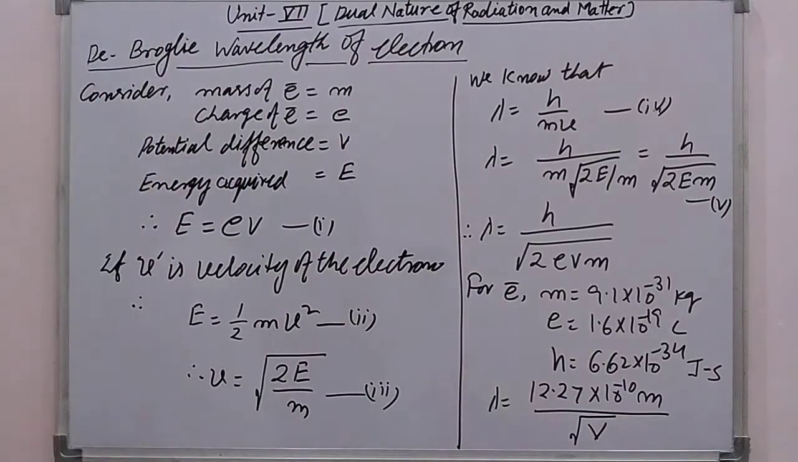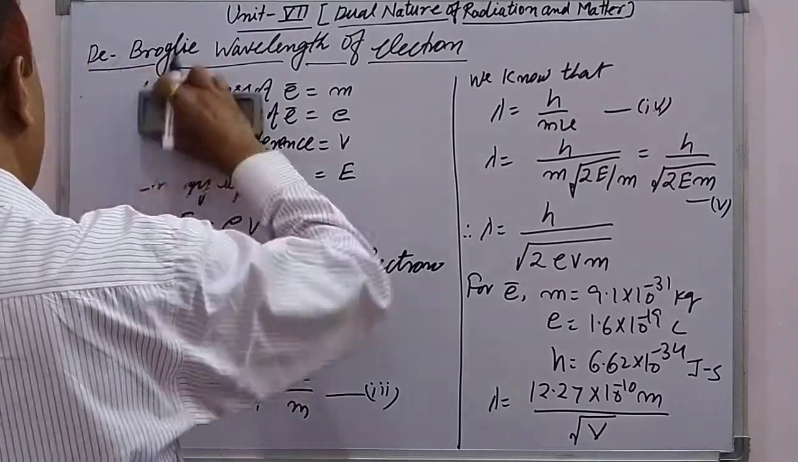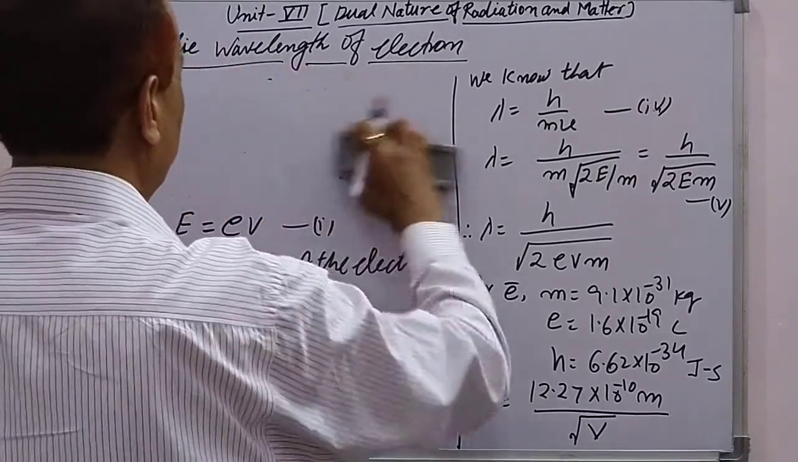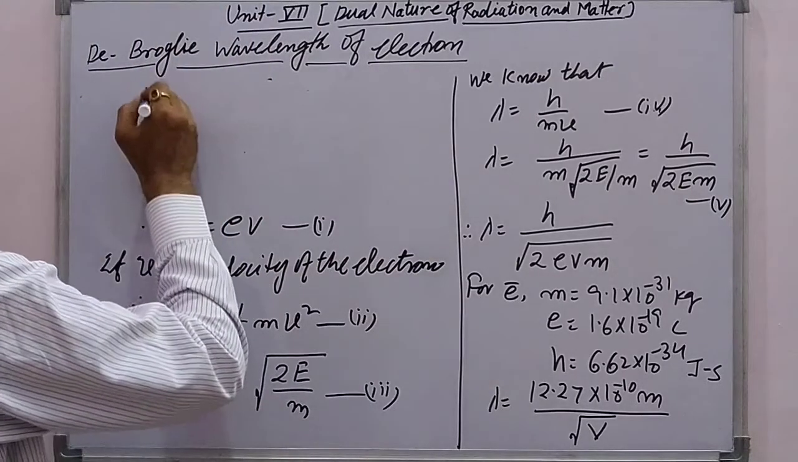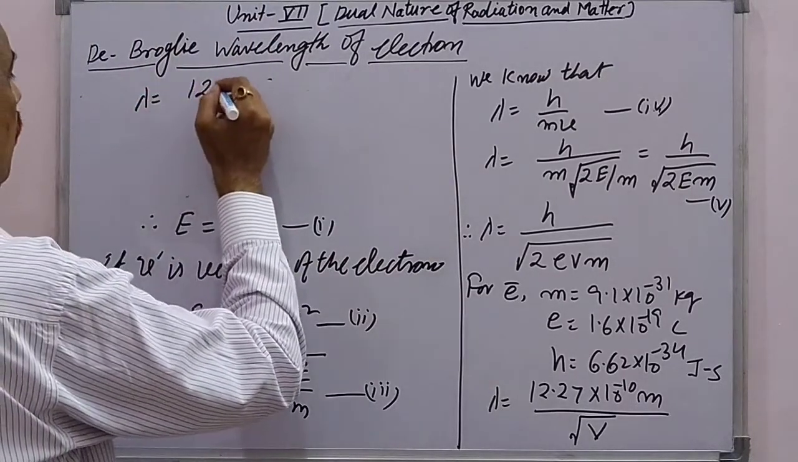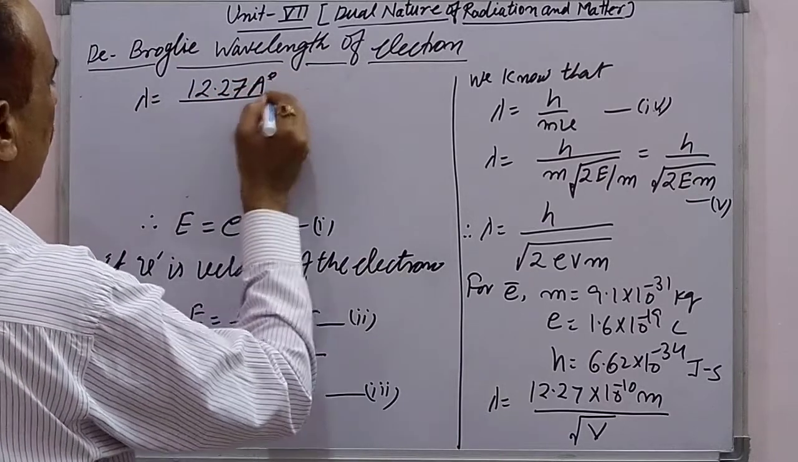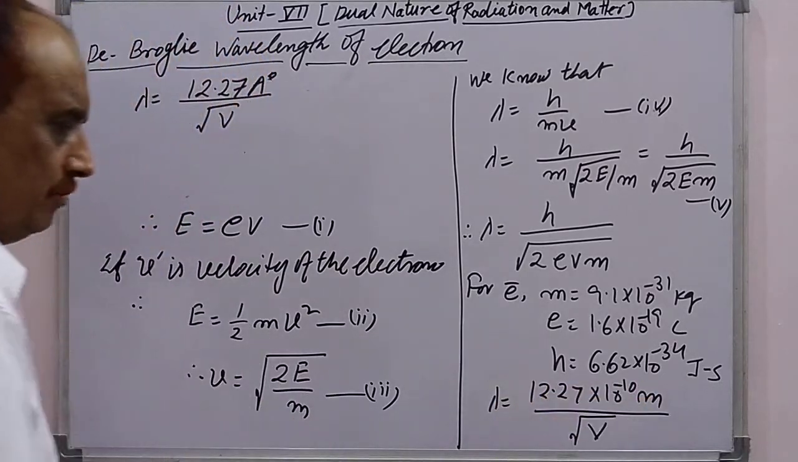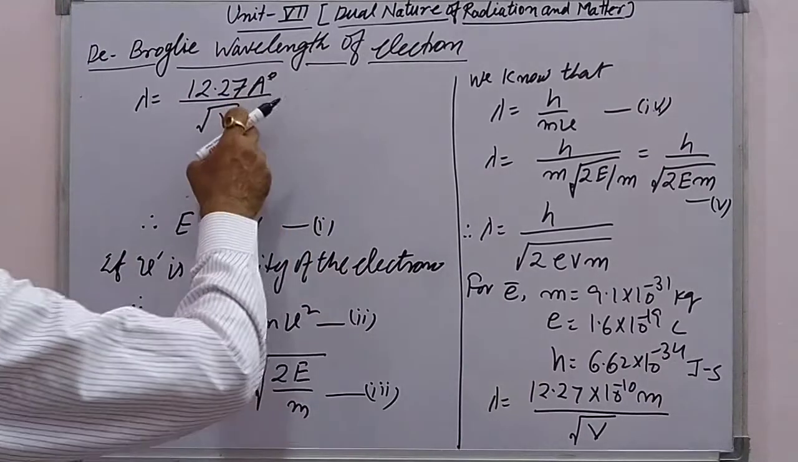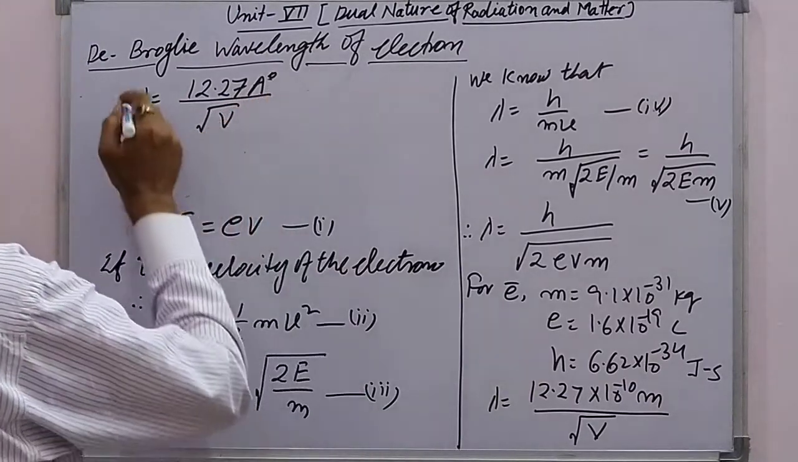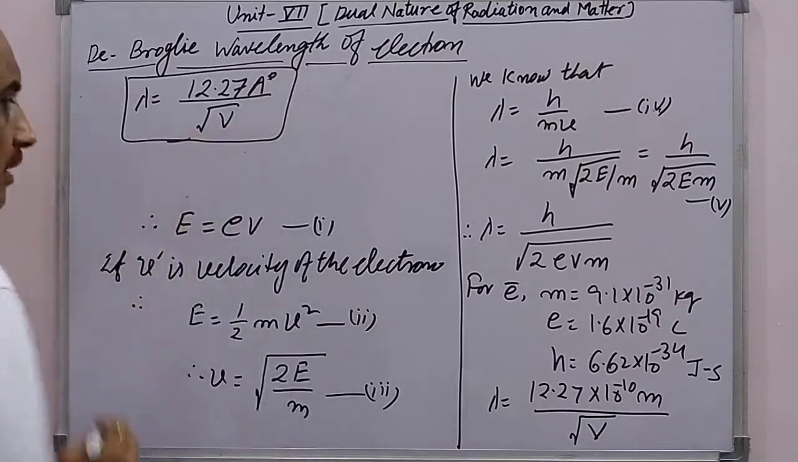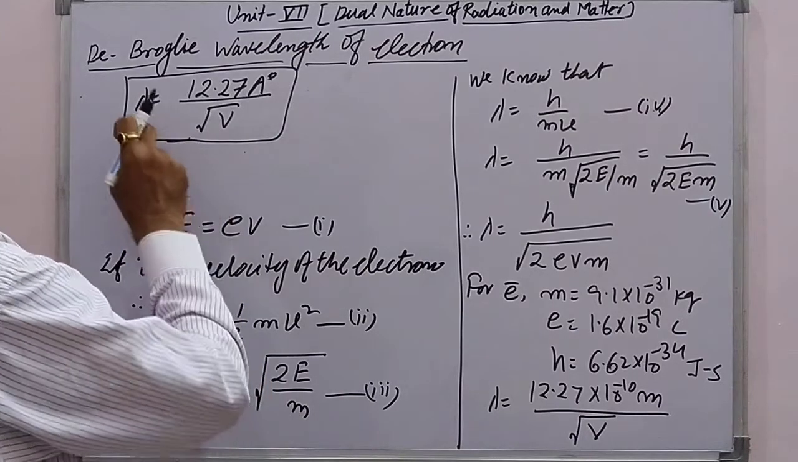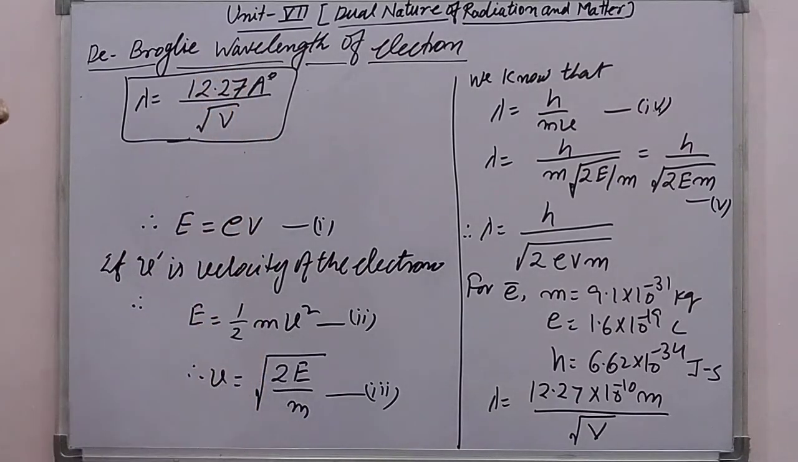If we write this relation in terms of angstrom, the value can be written like this. The lambda will be equal to 12.27 angstrom divided by the square root of V, because it is × 10^-10 and 1 angstrom equals 10^-10 meter. So this is the formula for the wavelength of the electron. We can say it is the de Broglie wavelength of the electron, lambda equals 12.27 angstrom divided by square root of V.